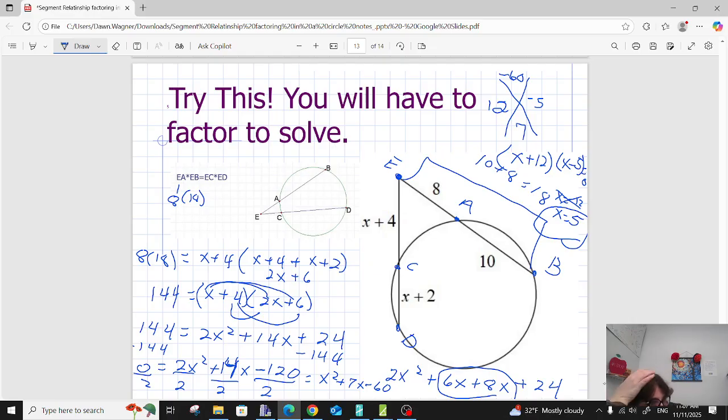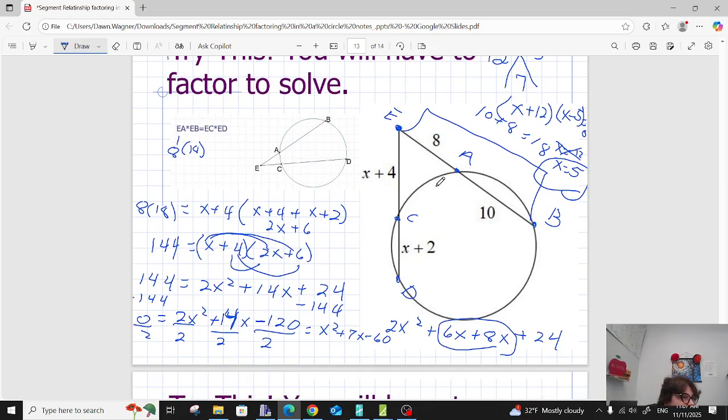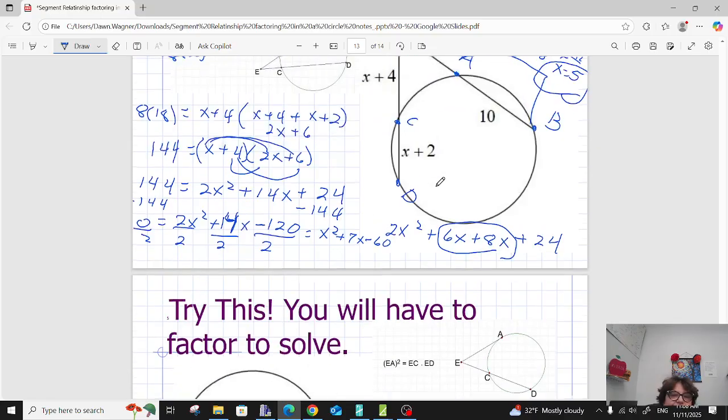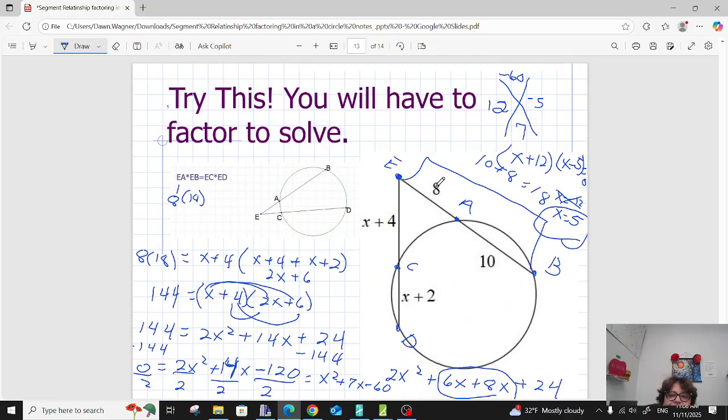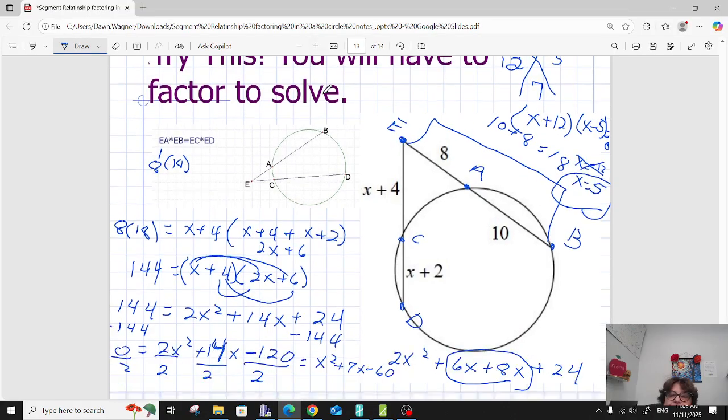We good? You all thought you were done with factoring, didn't you? I know it's all over the place. Gotta write smaller. I was just making it a little bit bigger. Are we done? Okay.